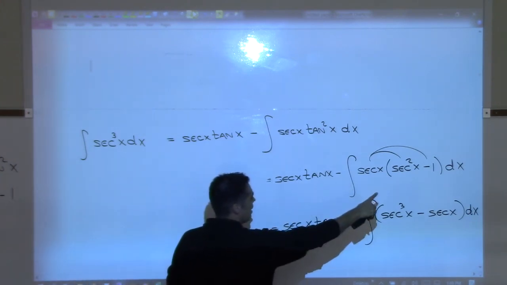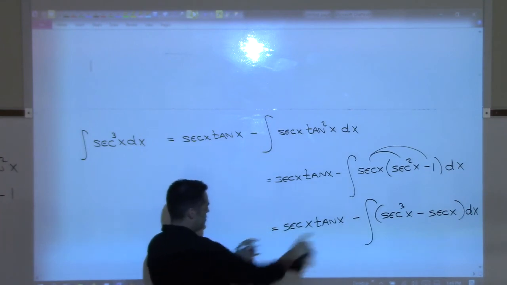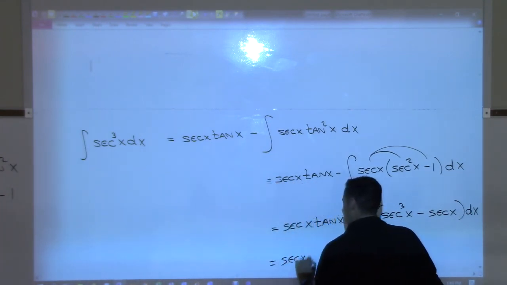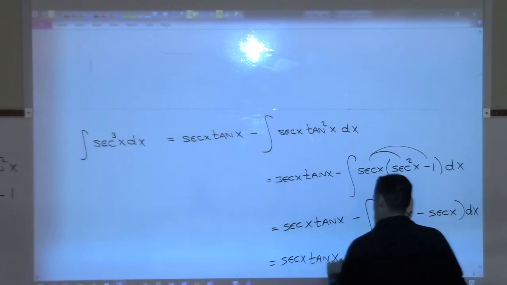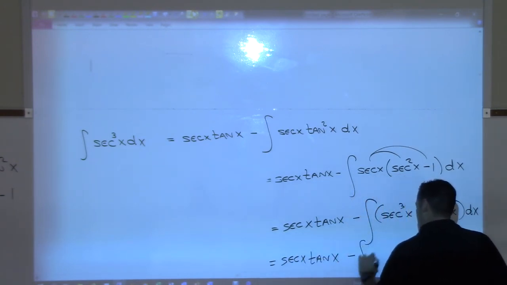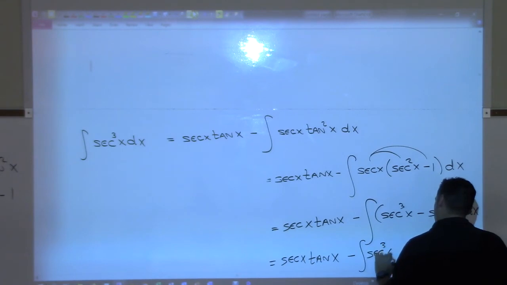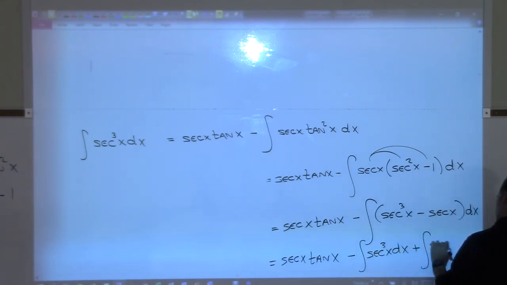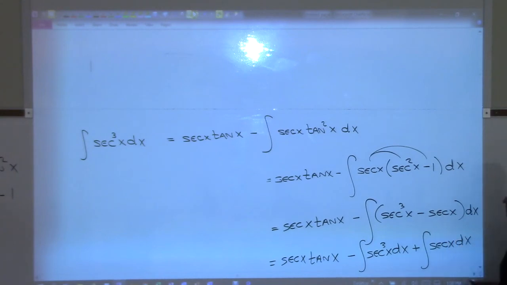Okay, we're here, right? Yes, we're here. So this is equal to secant x tangent x minus the integral of secant cubed x dx plus the integral of secant x dx. All I've done is break this into two separate antiderivatives. I've applied the negative to here and here so that we get a minus and a plus. And that's where we are, right?